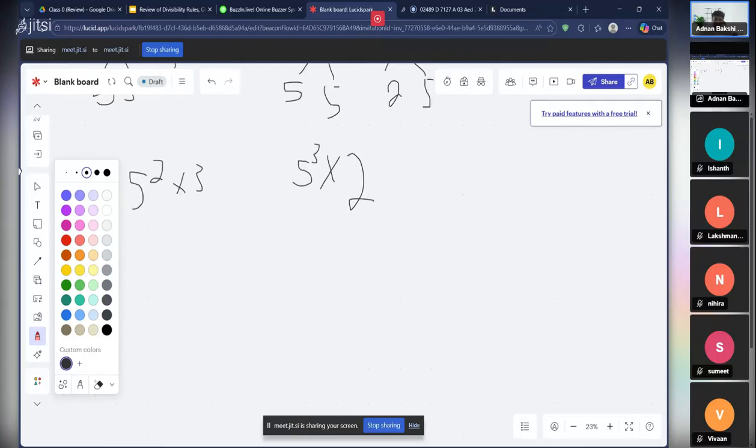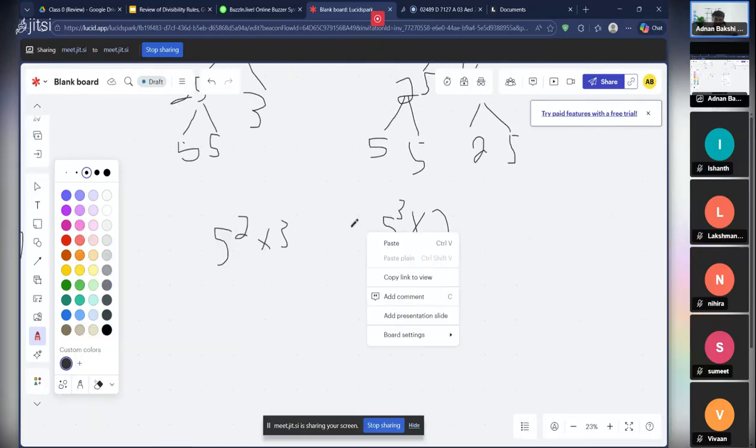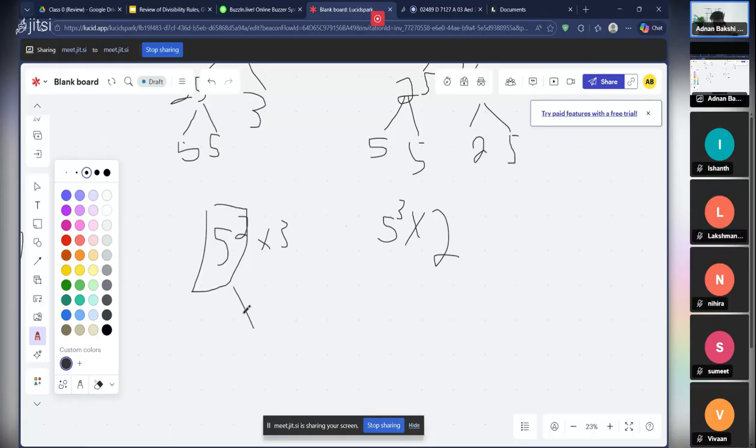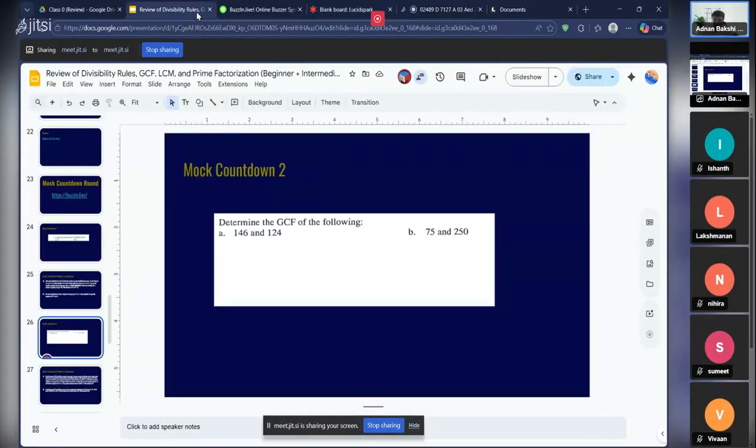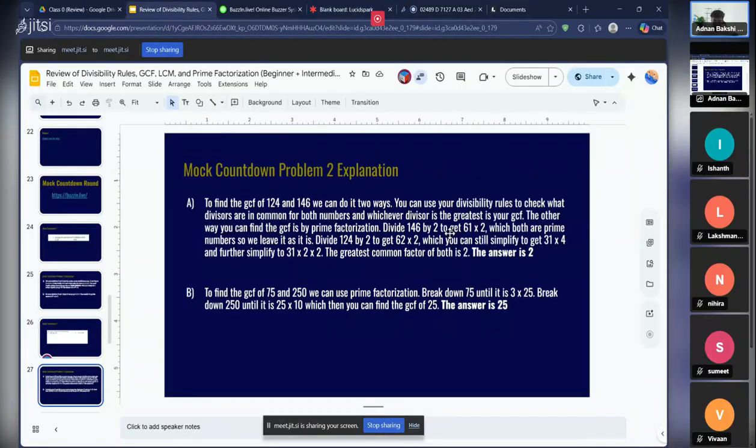So you said it was 5, but that's just the number itself. We want the lowest power, but look, we don't have any 5 to the first. If there was, the answer would be 5, but the lowest one is actually 5 to the second. That's why our answer would be 25. You understand? Okay, well, I'm hoping y'all understand. Let's move on to this last one.